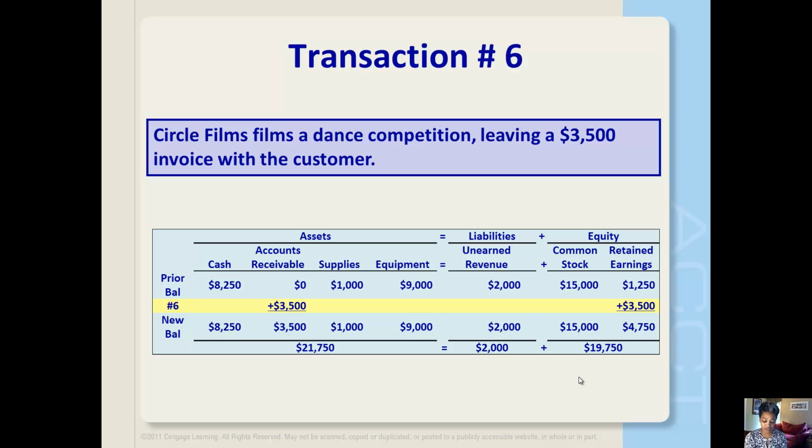So note that this transaction is very similar to transaction number 3, where they received payment right after the wedding, but the only difference is the type of asset that's increasing. So instead of receiving money and cash increasing, they invoice the customer, so accounts receivable was increasing. But both cash and accounts receivable are assets, and on the other side, in both transactions, number 3 and now number 6, retained earnings was increasing because this was revenue.